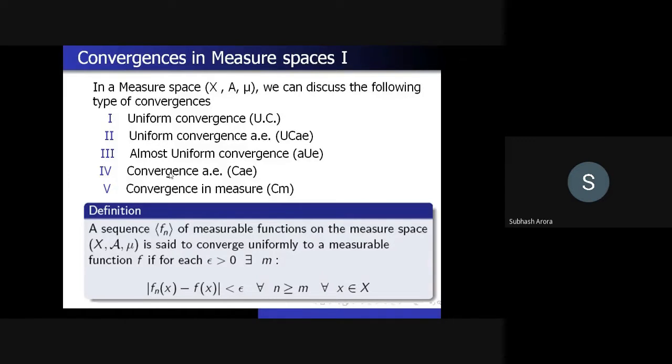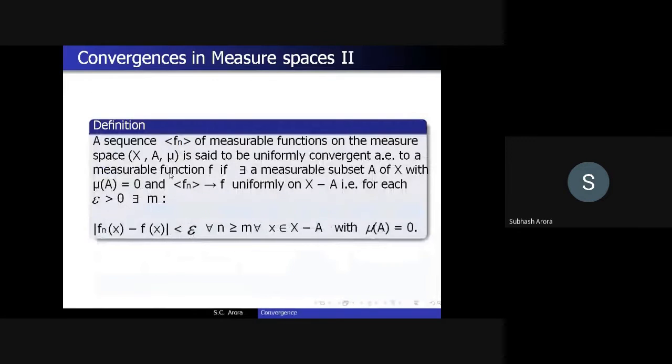A sequence Fn of measurable functions on the space (X, A, mu) is said to converge uniformly to a measurable function f if for each epsilon greater than 0, there exists M such that |Fn(x) - f(x)|, because this will now become a real number, is less than epsilon for all n greater than or equal to M and for every x belonging to X.